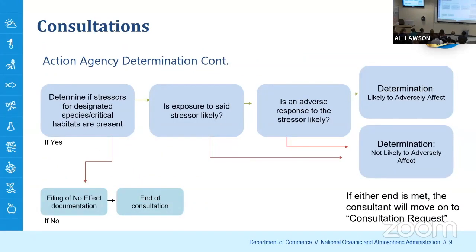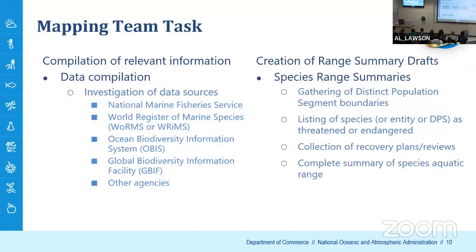Continuing through, if stressors are present, then we go forth, we say, hey, is exposure likely? You can't include sound as a stressor if the species cannot hear. So we have to go through and do all of this. Is an adverse response to the stressor likely? Yes or no? And then we can find our last couple of steps, which will be determination likely to adversely affect or determination not likely to adversely affect.